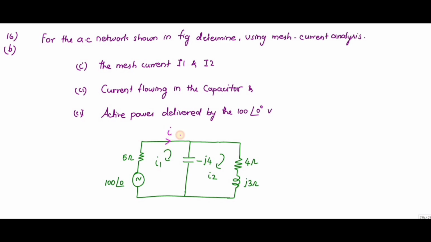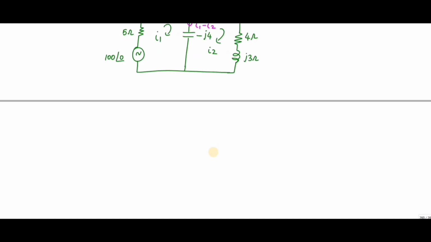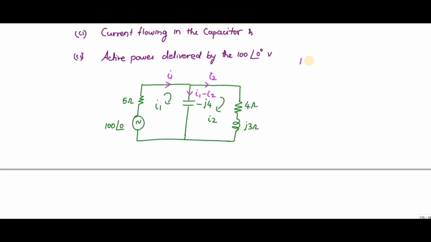So they have given the circuit like this, which means the current flowing through this one is I1, and this is I2. According to Kirchhoff's current law, this must be I1 minus I2. So I can write the mesh equation like this: 100 is equal to 5I1 minus j4 into (I1 minus I2). I can write this as (5 minus j4) I1 plus j4 I2. So this is your first equation.